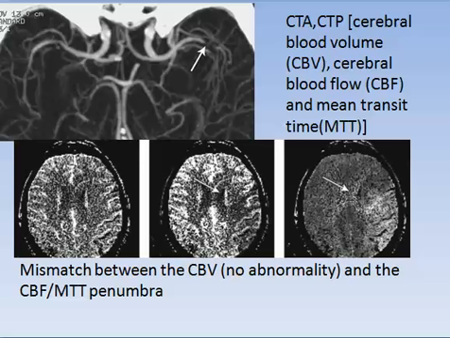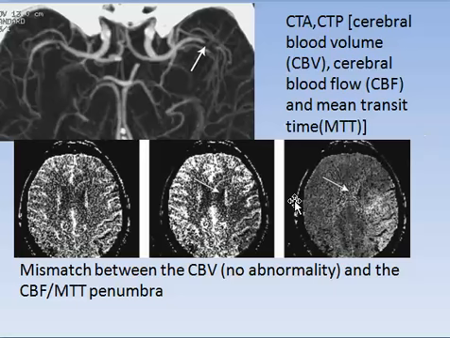Now CTP. CTP, that means cerebral blood volume and cerebral blood flow and the mean transit time. This is what we call perfusion. CT perfusion should include 3 images, at least 2: cerebral blood volume, cerebral blood flow, and the mean transit time.